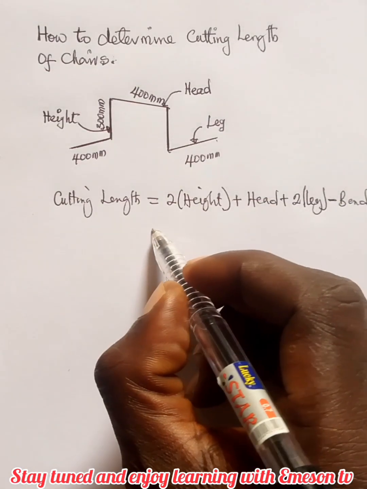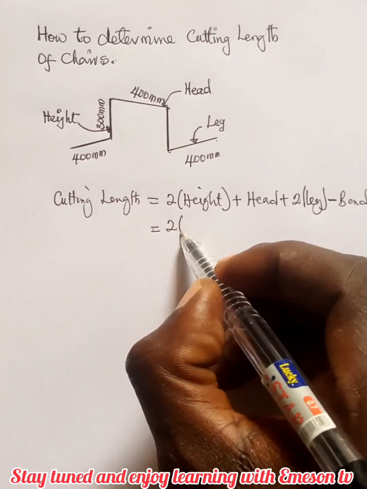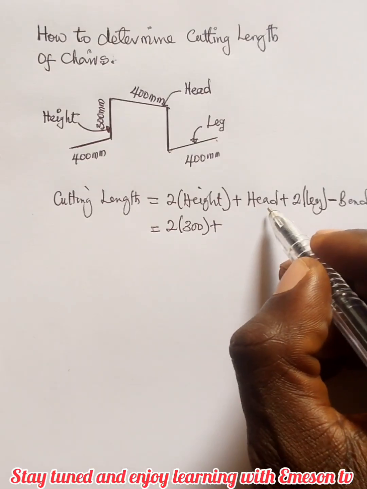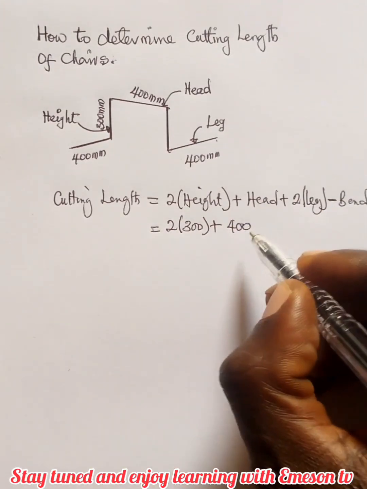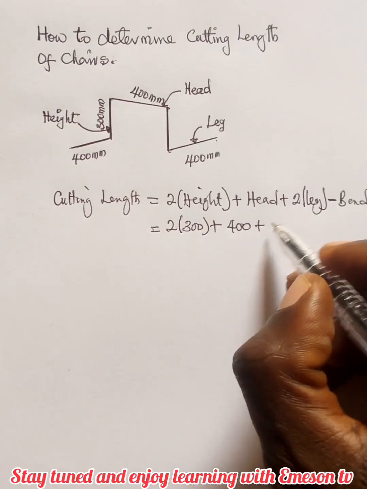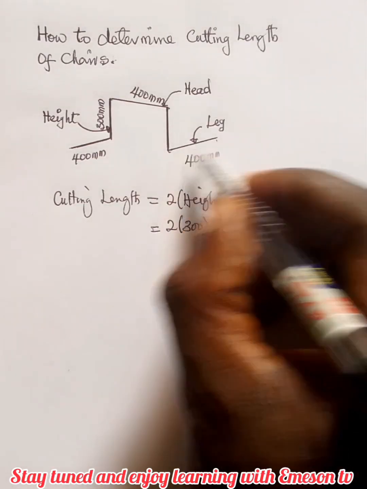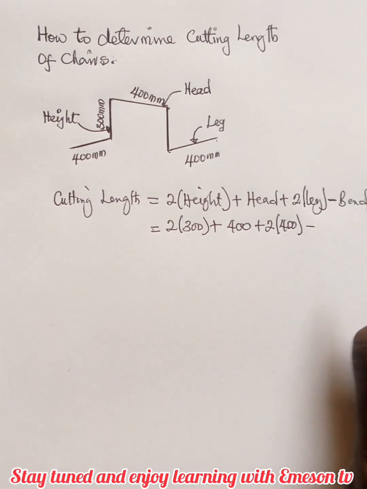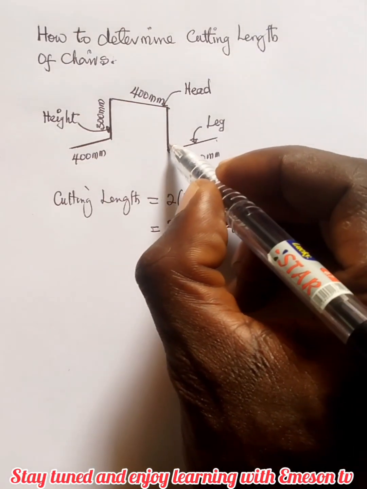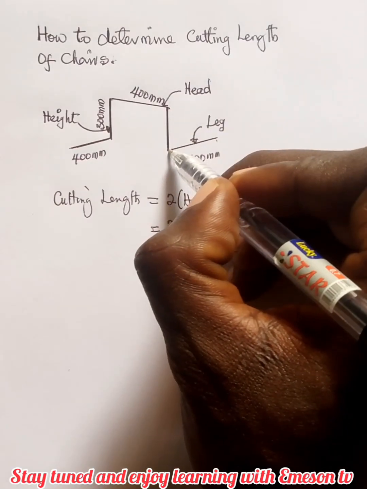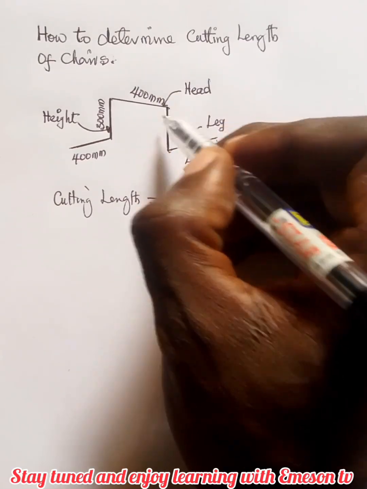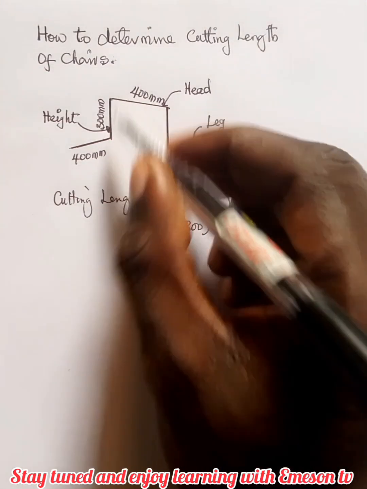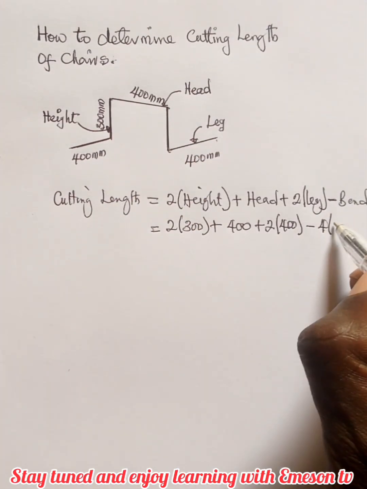So let's go. What is the height? Height is 300 mm. Plus, what is the head? The head is 400. Plus, the leg is what? 400. Minus, what is the bend? We're having a 90-degree bend. So the 90-degree bend, how many bends? 1, 2, 3, 4. That is 4 times. A 90-degree bend is 2D.